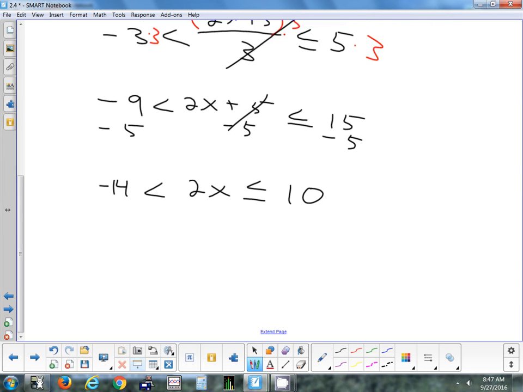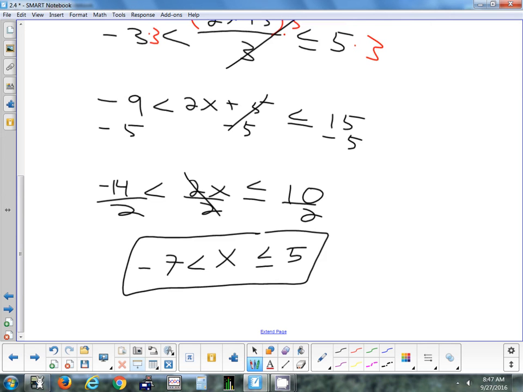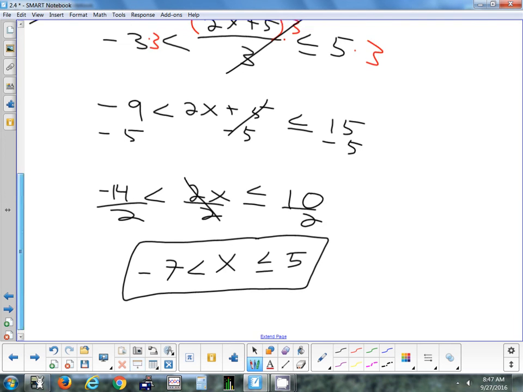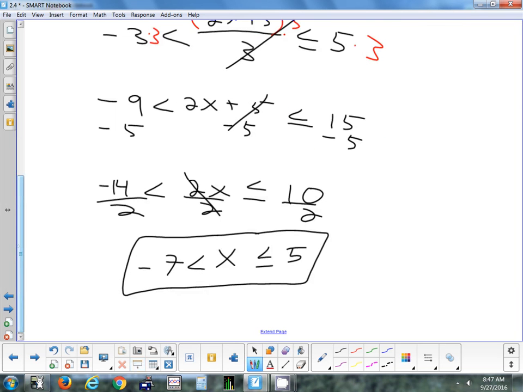Divide by 2. Yep, divide everything by 2. Am I flipping an inequality this time? Nope, because I'm still dividing by a positive. And I get x is greater than negative 7 and less than or equal to 5. They didn't ask to write that as an interval, so I'm going to leave it as an inequality. Any questions on solving an inequality like that?